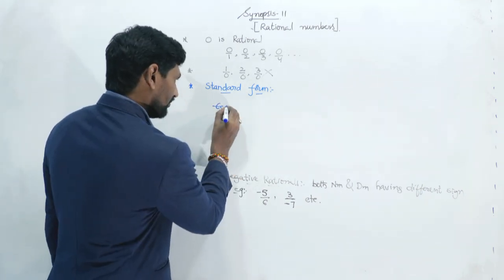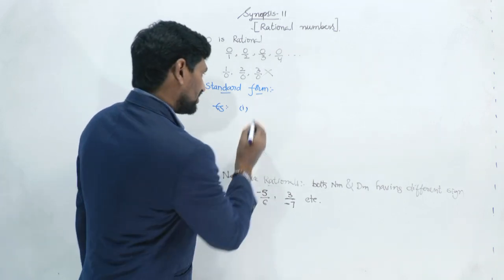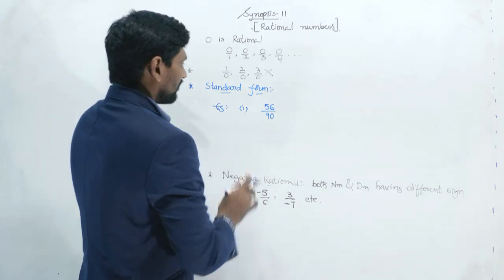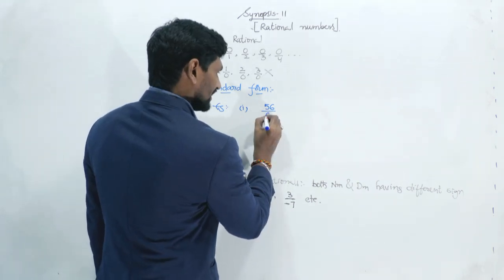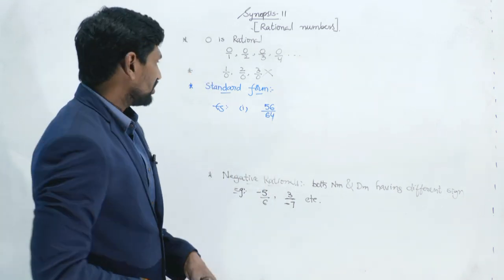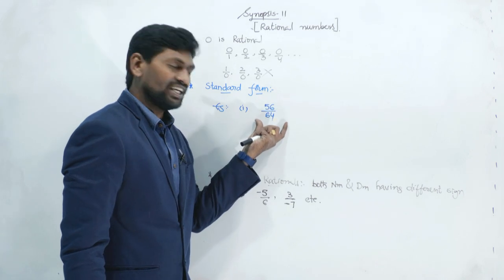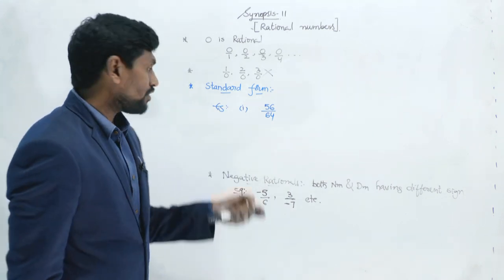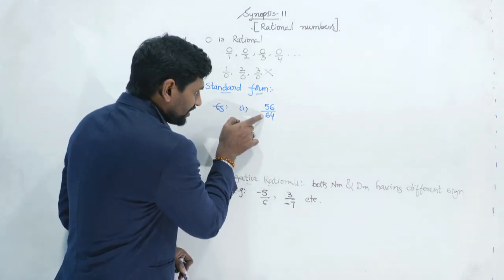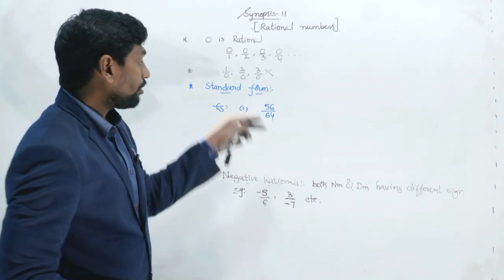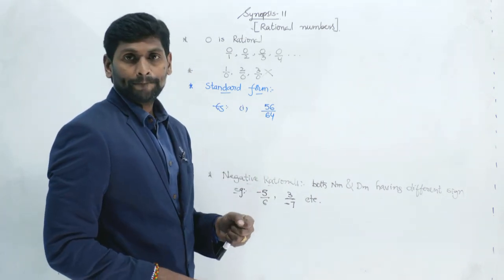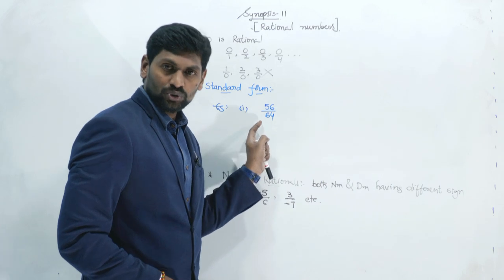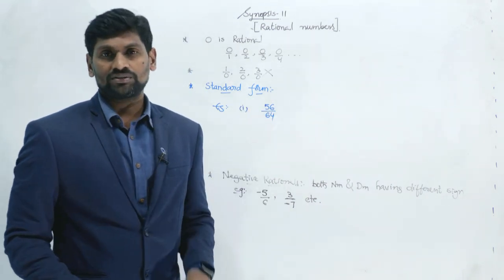Let us take one example. Example 1: 56 by 64. This is a rational number in p by q form. But it is not in simplest form or standard form, because observing 56 and 64, both have common factors. Both come in the 2 table, the 4 table, and the 8 table also.